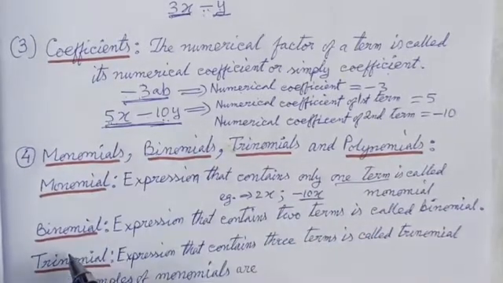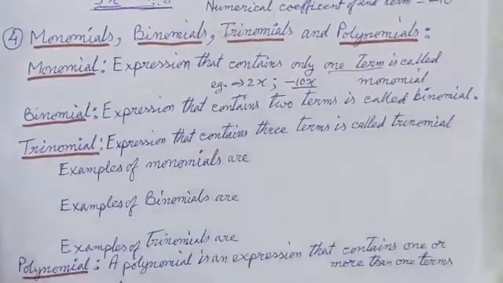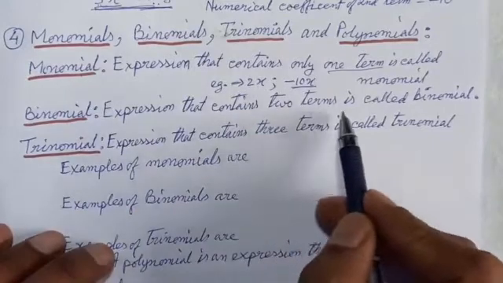Next is binomial. An expression that contains two terms is called a binomial.